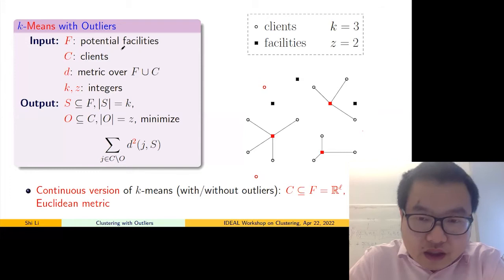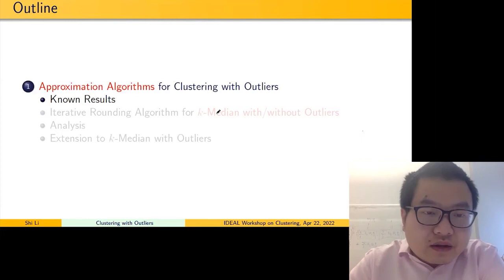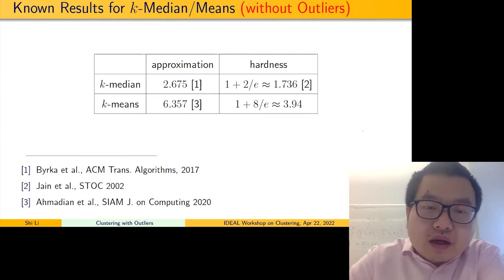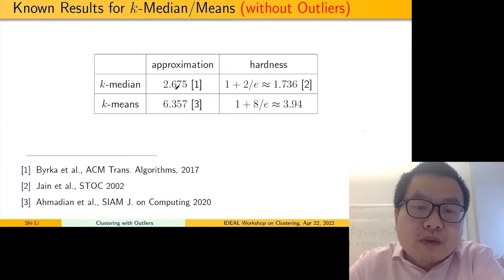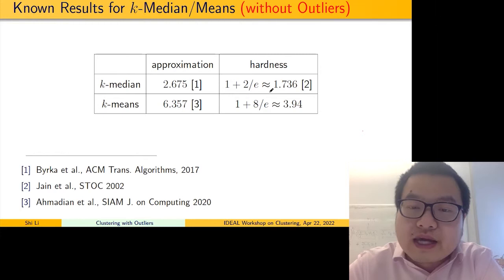Okay, so the first part of the talk will be about approximation algorithms for clustering without outliers. What's known for the problems in terms of approximation algorithms? The problems without outliers have been studied for quite a long time, and we have a very good understanding of them. For the k-median problem, the best approximation ratio is achieved by Byrka et al., which achieves a ratio of 2.675. On the negative side, the problem is hard to approximate within a factor of 1 plus 2 over e, which is roughly 1.736. That comes from the set cover hardness.